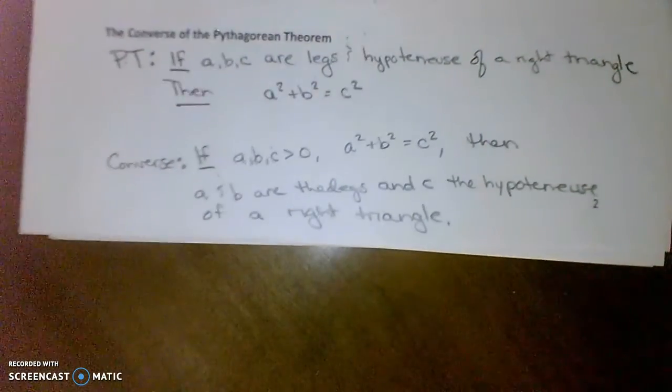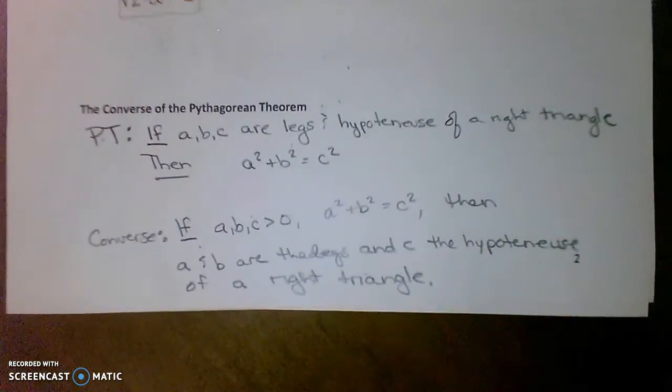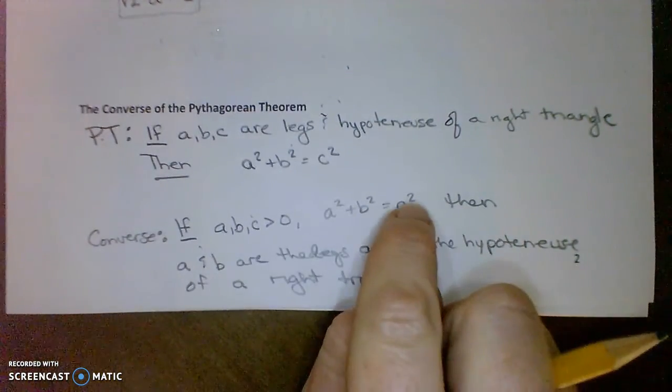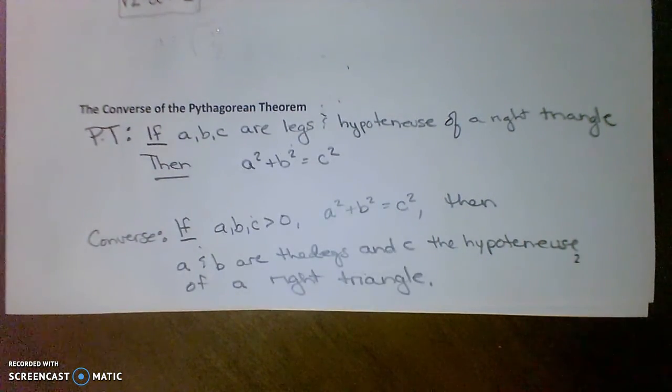So basically what that's telling you is that if you have a triangle and you know that the sides of the triangle are related in this way, then that triangle that you were dealing with has to be a right triangle. And in fact, you know which side is the hypotenuse. It's the longest one.